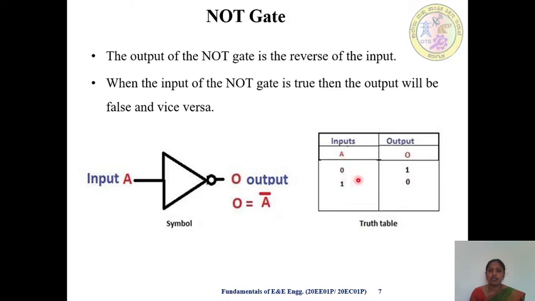When A is 0, the output is 1. When A is 1, the output is 0. That is, the output of the NOT gate is the reverse of the input. When the input of the NOT gate is 1, then the output will be 0, and vice versa. That means when the input of the NOT gate is 0, then the output will be 1. So this is the operation of the NOT gate.